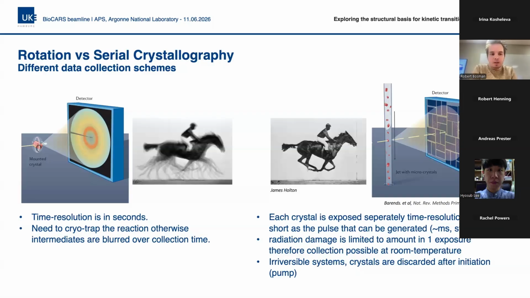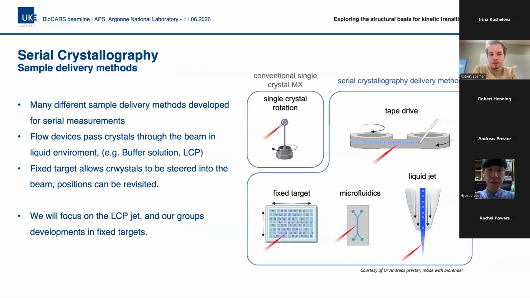And so therefore really one of the ways forward to capturing these dynamic motions is via a serial data collection strategy. The methods for doing serial collection, or the sample delivery methods, are many and varied. I'm sure many of you are aware of the different ways of putting these crystals in front of the beam. The ones that we really use and have developed and pushed forward are the fixed target methods, which we think really do hold specific advantages for time-resolved crystallography over others.